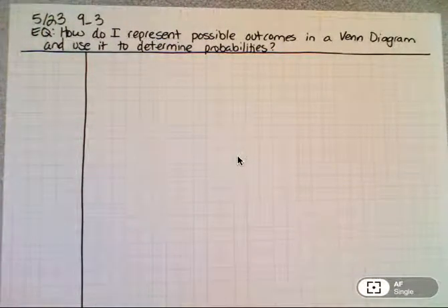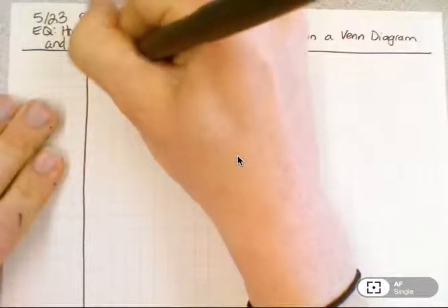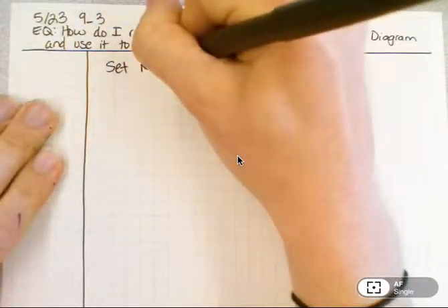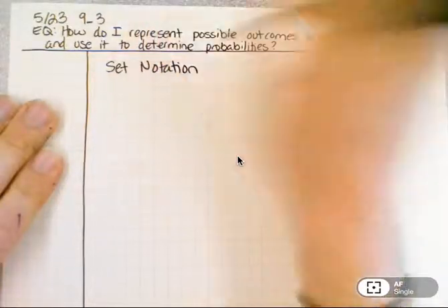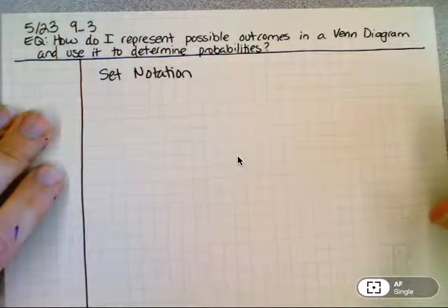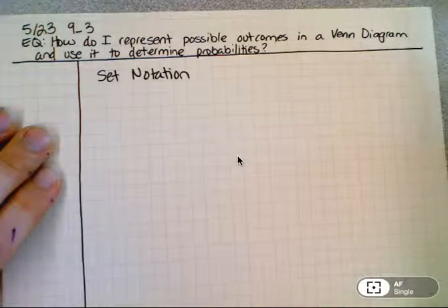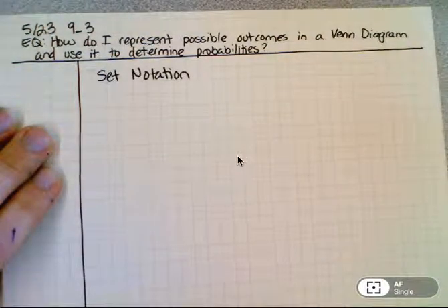And before we get started with Venn diagrams, we have to talk about set notation. This is going to be some new notation that you've probably never seen before. And the first thing we need to do is define what a set is. And a set is just a list of stuff.